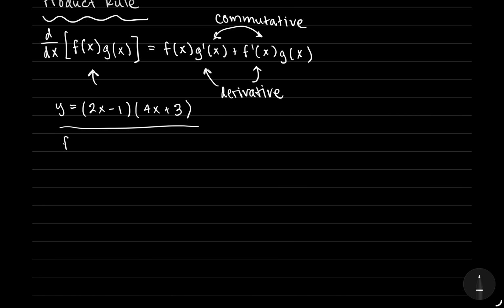In this case, I'm going to call f of x 2x minus 1, okay? And we're going to call g of x 4x plus 3, okay? Now I'm going to take the derivative of f of x. So the derivative of a constant is always 0. And the derivative of x is 1, but it's multiplied by 2, so it's just going to be 2. Same thing here, g prime of x. So the derivative of 3 is going to be 0, and the derivative of 4x is going to be 4.